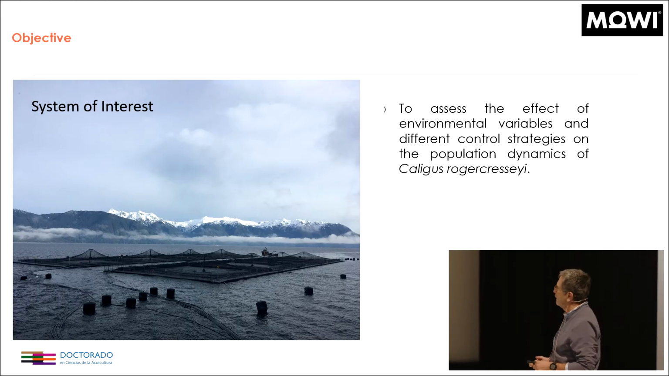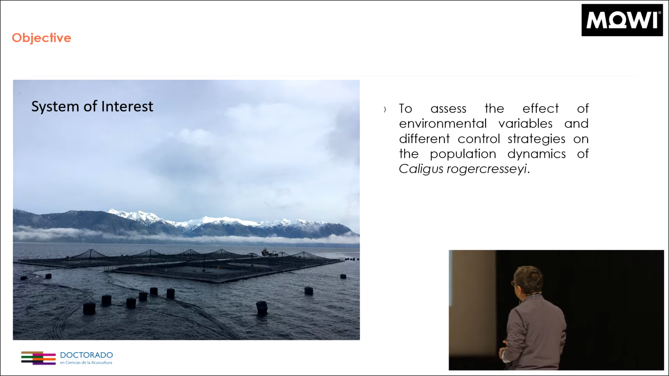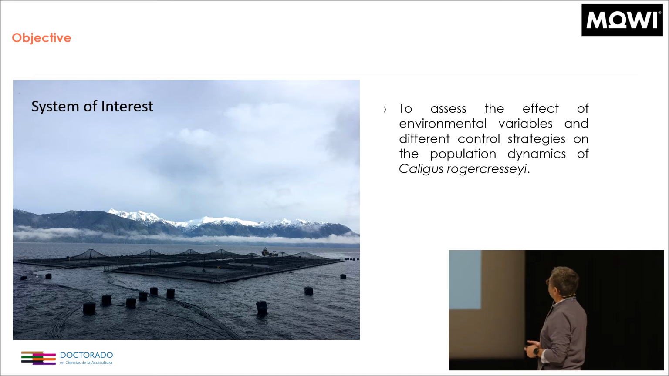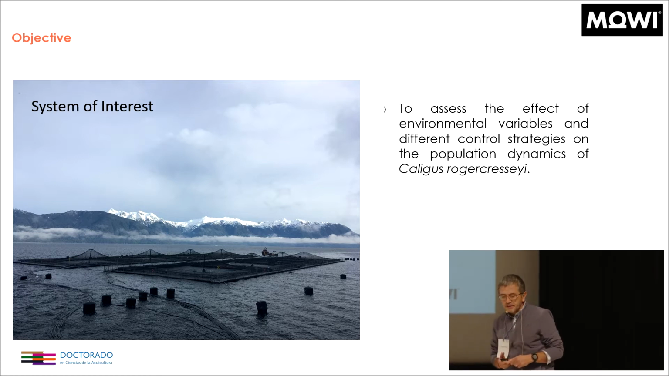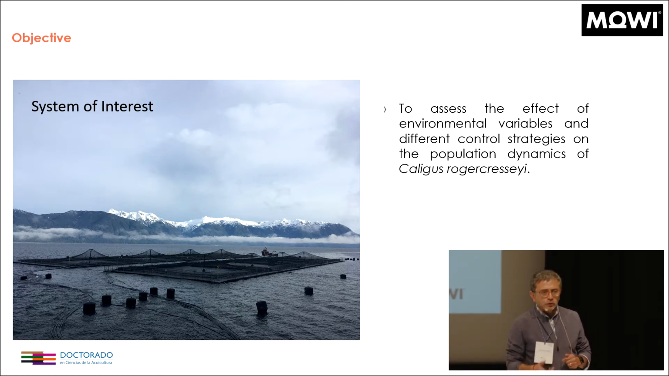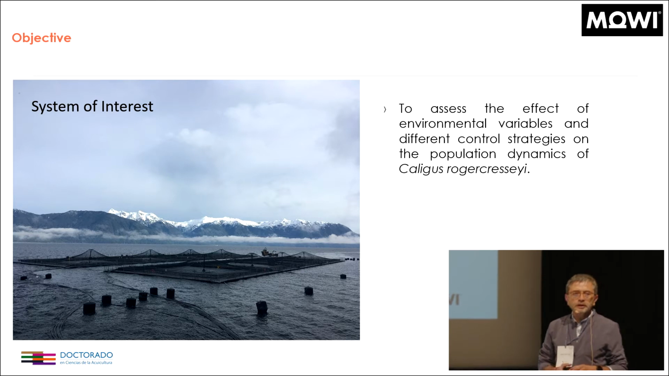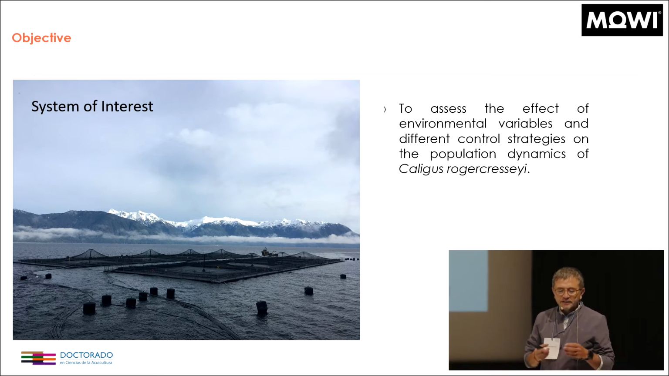Regarding the objective, this work is to assess the effect of environmental variables and different control strategies on the population dynamic of Caligus rogercresseyi. So to reach this objective, it was necessary to develop the approach of system analysis.